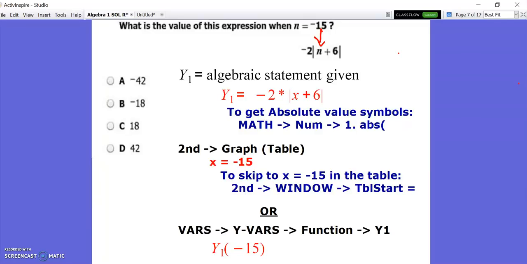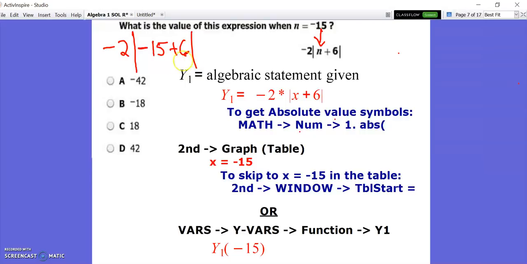And the other thing that it does is once you do all the math inside of it, it's going to take whatever's inside of those absolute value symbols and make it non-negative. So that means it has to be 0 or bigger. So let's try this and see how it works. So I'm going to substitute in. It would be negative 2 absolute value. Instead of n, I'm putting in negative 15. So negative 15 plus 6. So it looks like that.